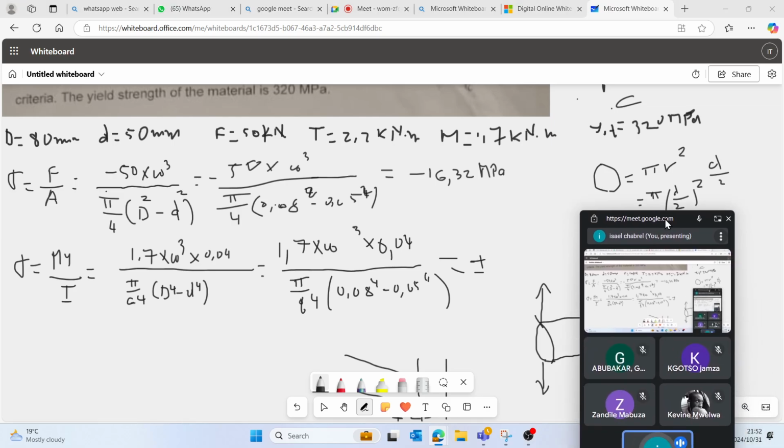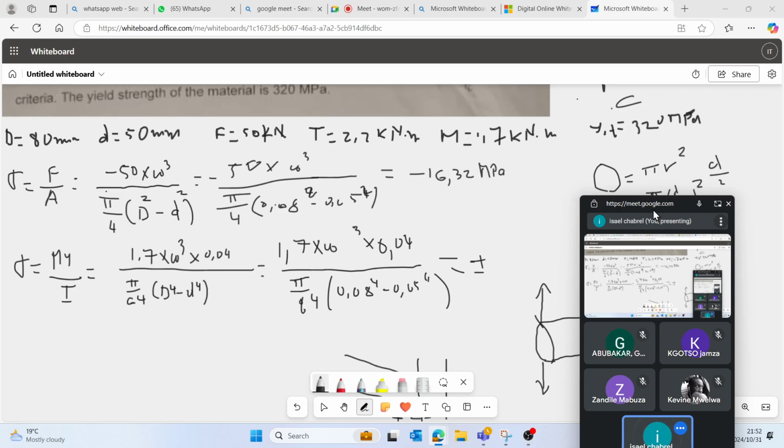Hello, Mr. Koso, are you with me? What's the answer so that we can move, guys? Hey, Mr. Kevin, my brother. Mr. Ice, I'm getting 39.91 MPa. 39.91 MPa, megapascal.